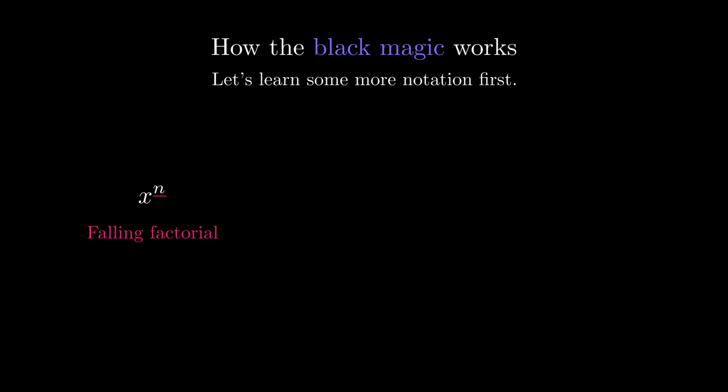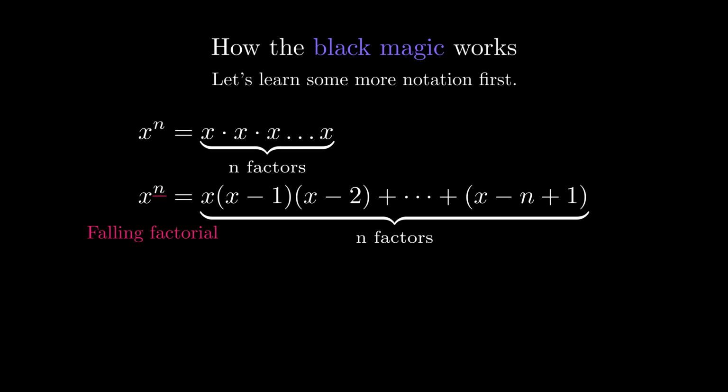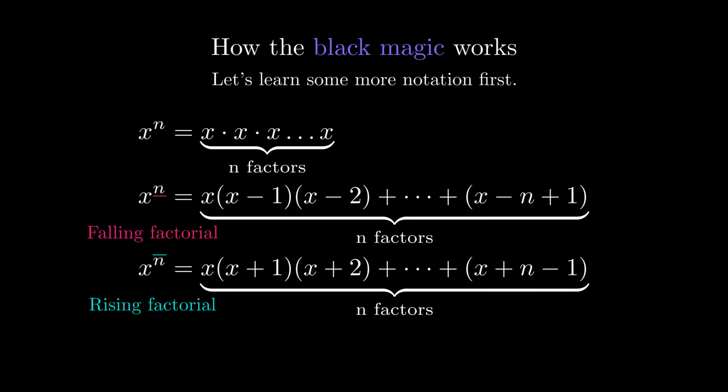What that means is rather than multiply n factors, all of which are x, we will multiply n factors which follow the pattern x, x minus 1, x minus 2, etc. Similarly, we can define the rising factorial, where we multiply x times x plus 1, x plus 2, etc. until there are n factors.